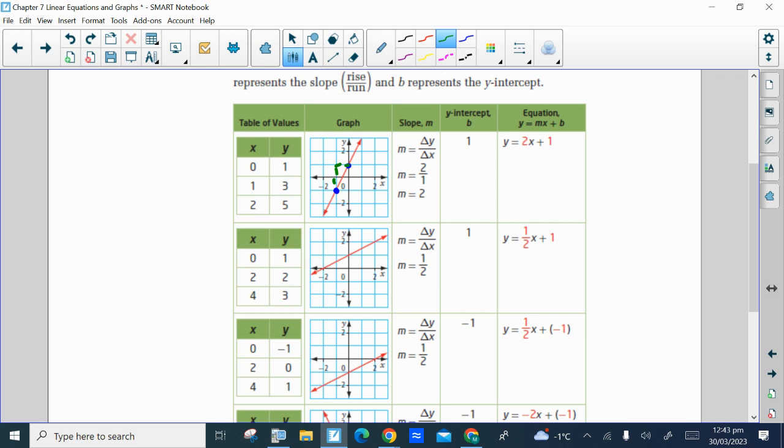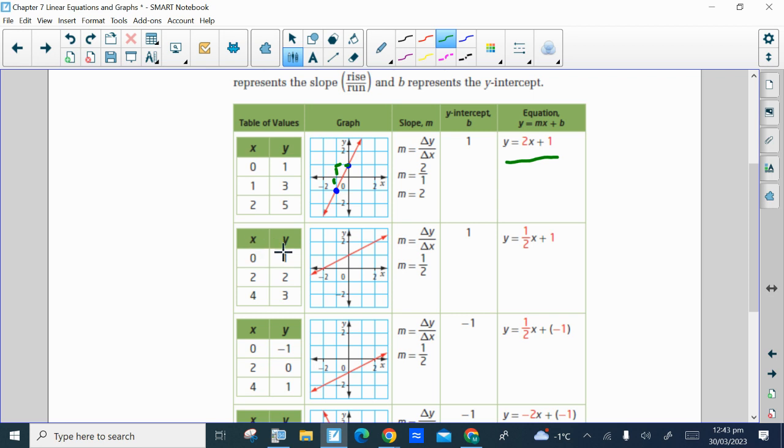You can tell just by looking at the graph that the y-intercept is at 1. That's where the graph crosses the y-axis. So m, the slope, is 2. B, the y-intercept, is 1. If you let m equal 2 and b equal 1, this is the equation of that line. If you know the slope and the y-intercept, you can write the equation of the line by letting m be the slope, b the y-intercept. So the equation of this line is y equals 2x plus 1.